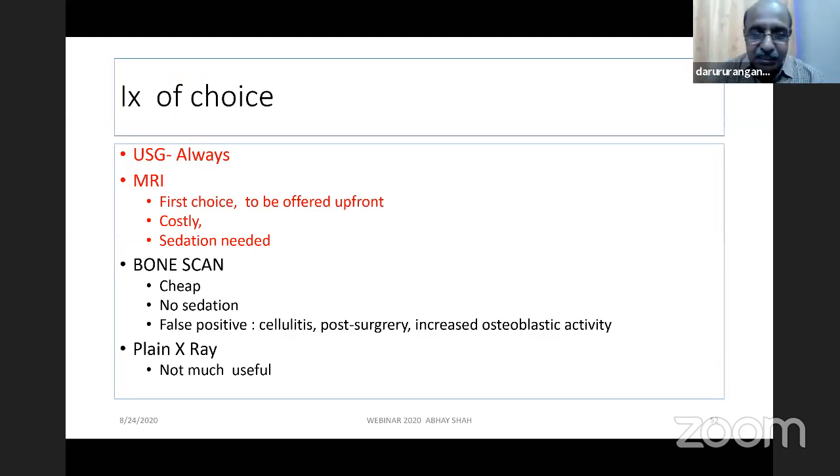Yes. We presented a similar case in the last conference. The first rule is, if you think osteomyelitis, involve the orthopedic surgeon. Yes, get the pus. Aspiration and debridement should be provided upfront.